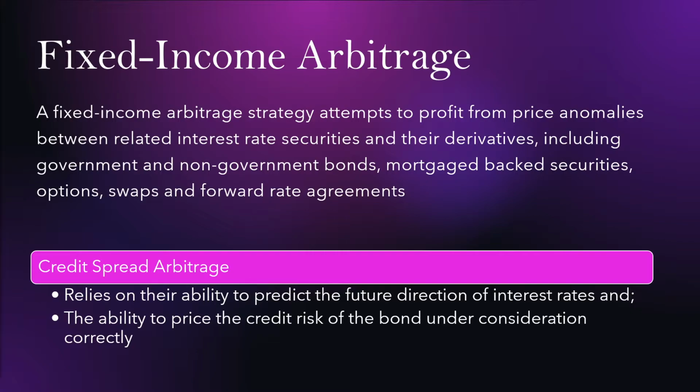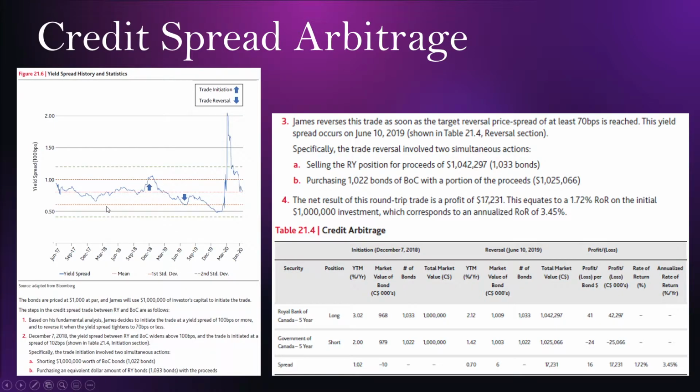There is also a relative value strategy for fixed income. It's called the credit spread arbitrage. And for this, you will rely on the ability to predict the future direction of interest rates. And we do have an example for this as well. And so for this example, we will be using RBC bonds and Bank of Canada bonds. And again, you're going to be making a price spread comparison for the two.